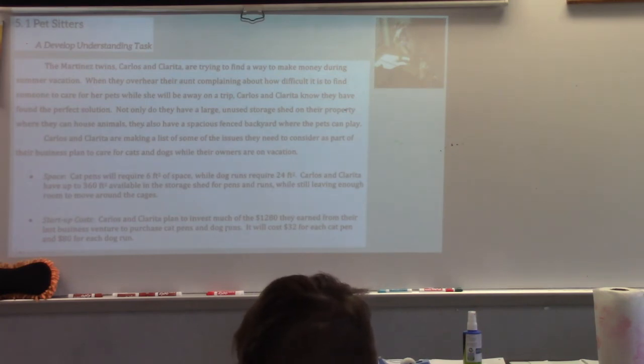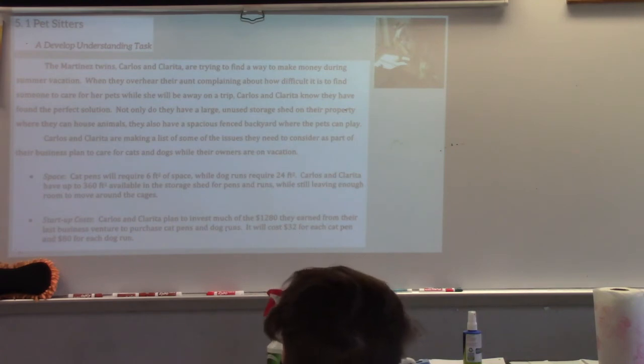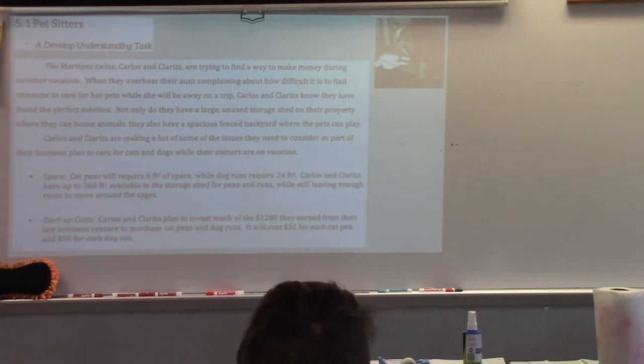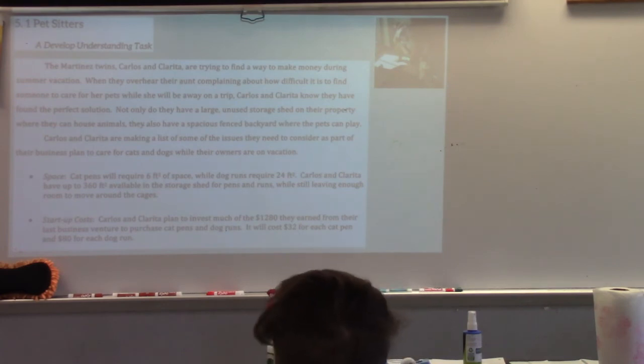Cat pens require 6 feet of space, while dogs. Hold on, go back to that. Does that say just 6 feet? 6 feet squared. So the way we would read that is 6 feet squared, or the more common way to say it is 6 square feet. Cat pens require 6 square feet of space, while dogs require 24 square feet. Carlos and Clarita have up to 360 square feet available in the storage shed for pens and runs, while still leaving enough room to move around the cages.